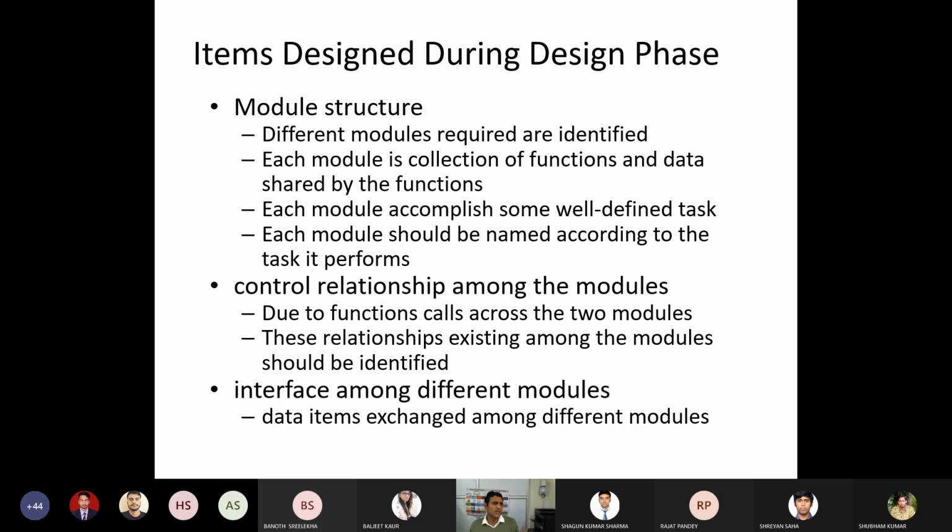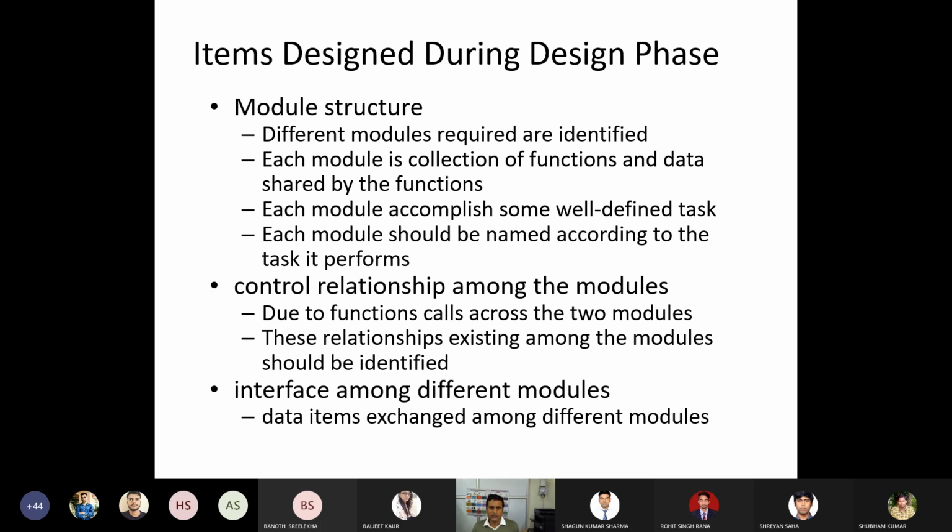Certain items are designed during the design phase. The first is module structure, right? As part of module structure, first you try to identify the different modules. I think we have talked a little bit about design when we were talking about different phases of the life cycle models, right? Already we have talked about them. So again I am repeating certain things, but we will be talking about a few more interesting topics under this. I will quickly go through these topics, which we have already discussed directly or indirectly, when we were talking about different phases, right?